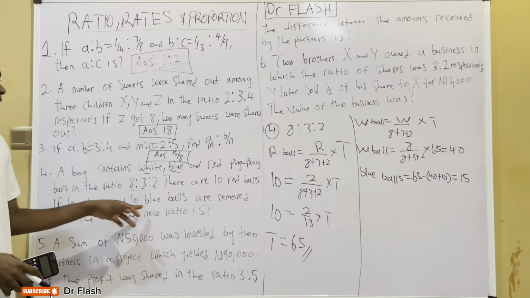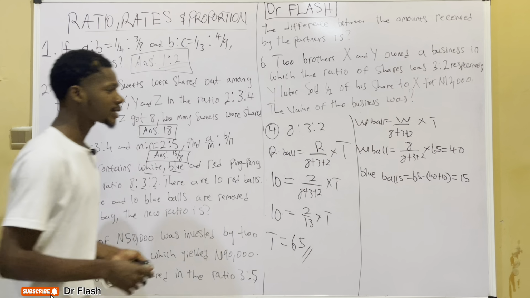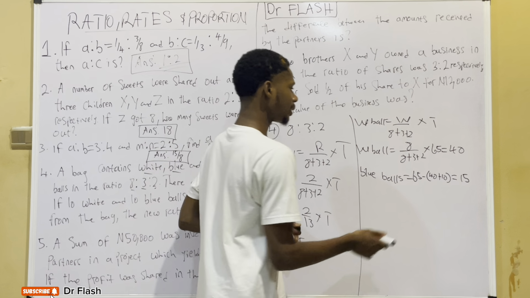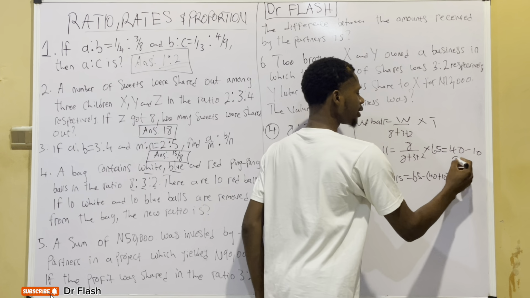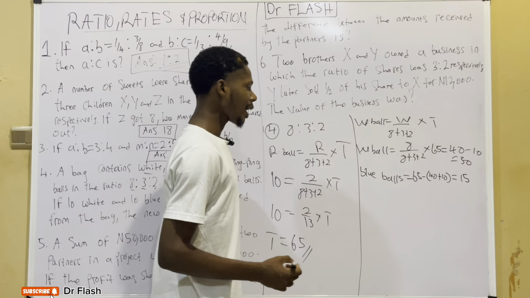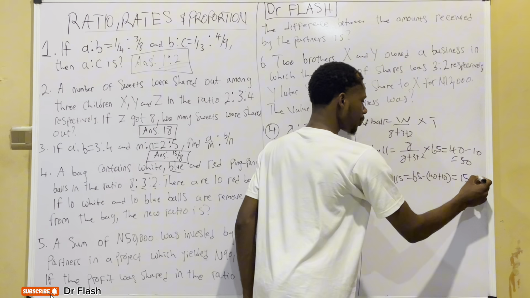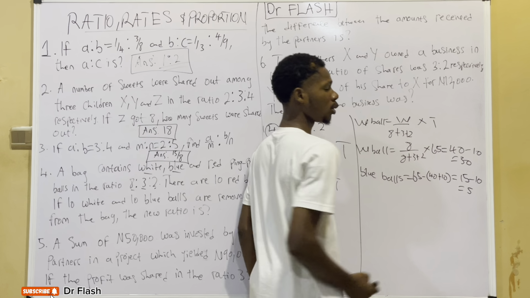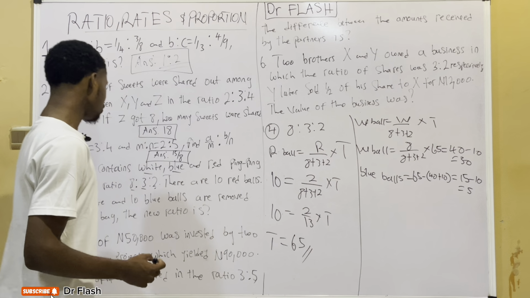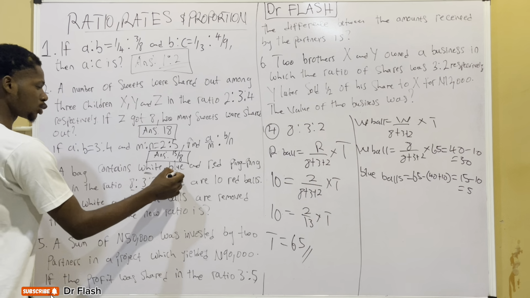if 10 white balls and 10 blue balls are being removed. So from the white, we are going to remove 10. When we remove 10 from here, you are going to be left with 30 balls. And then from the blue balls, when you remove 10 from here, you are going to be left with 5 balls. What is now the new ratio? Remember, the ratio is white ratio, blue ratio, red.